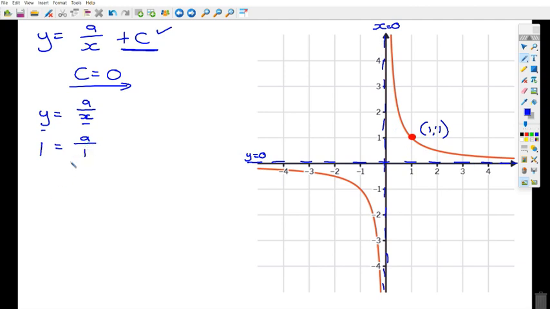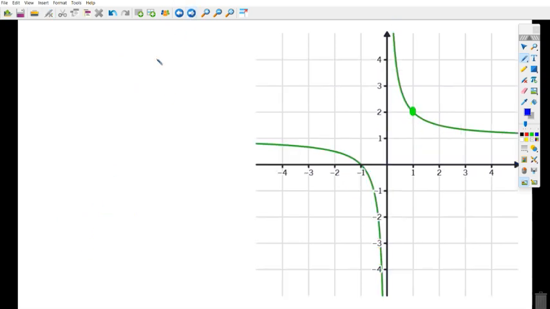What is A divided by 1? Just A. So A is equal to 1. That means the equation for this function of my hyperbola is y is equal to 1 over x plus 0, which I don't have to put there. And that's my equation for the hyperbola, guys. Nice and easy. Let's see if you can do the next one.